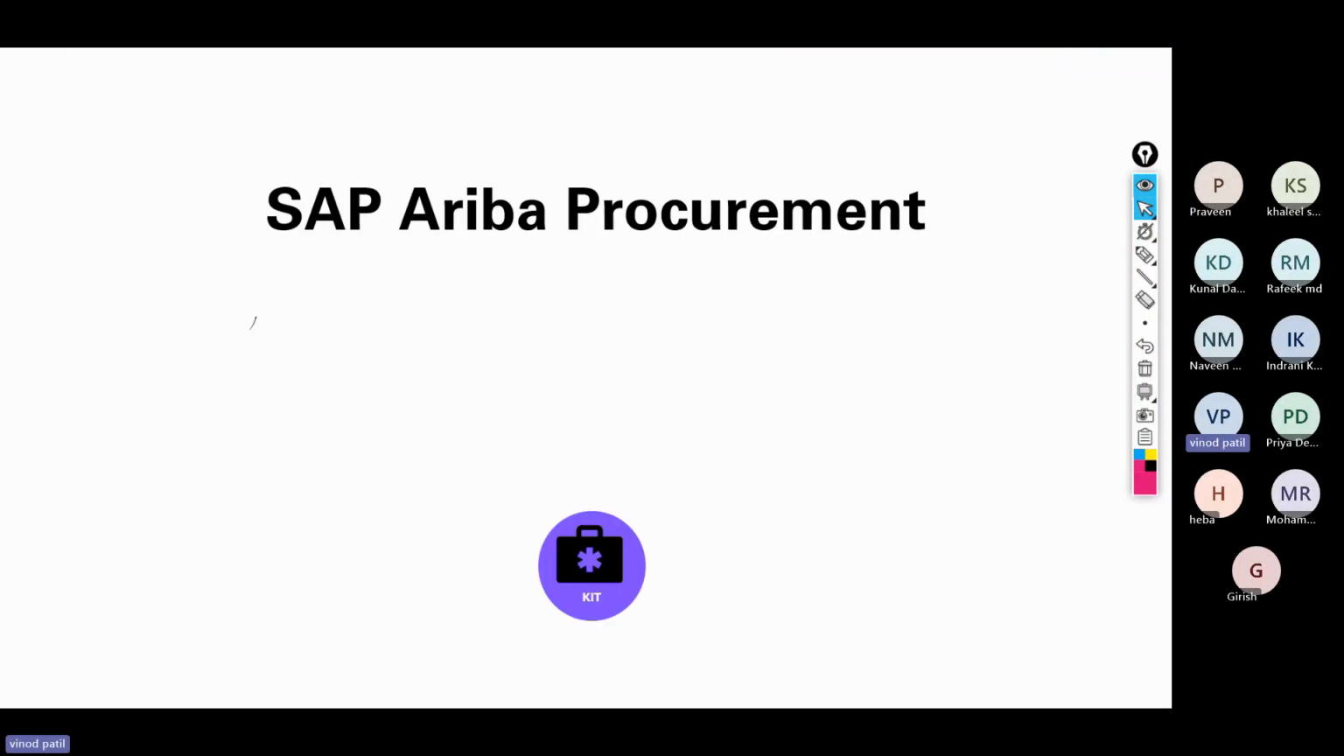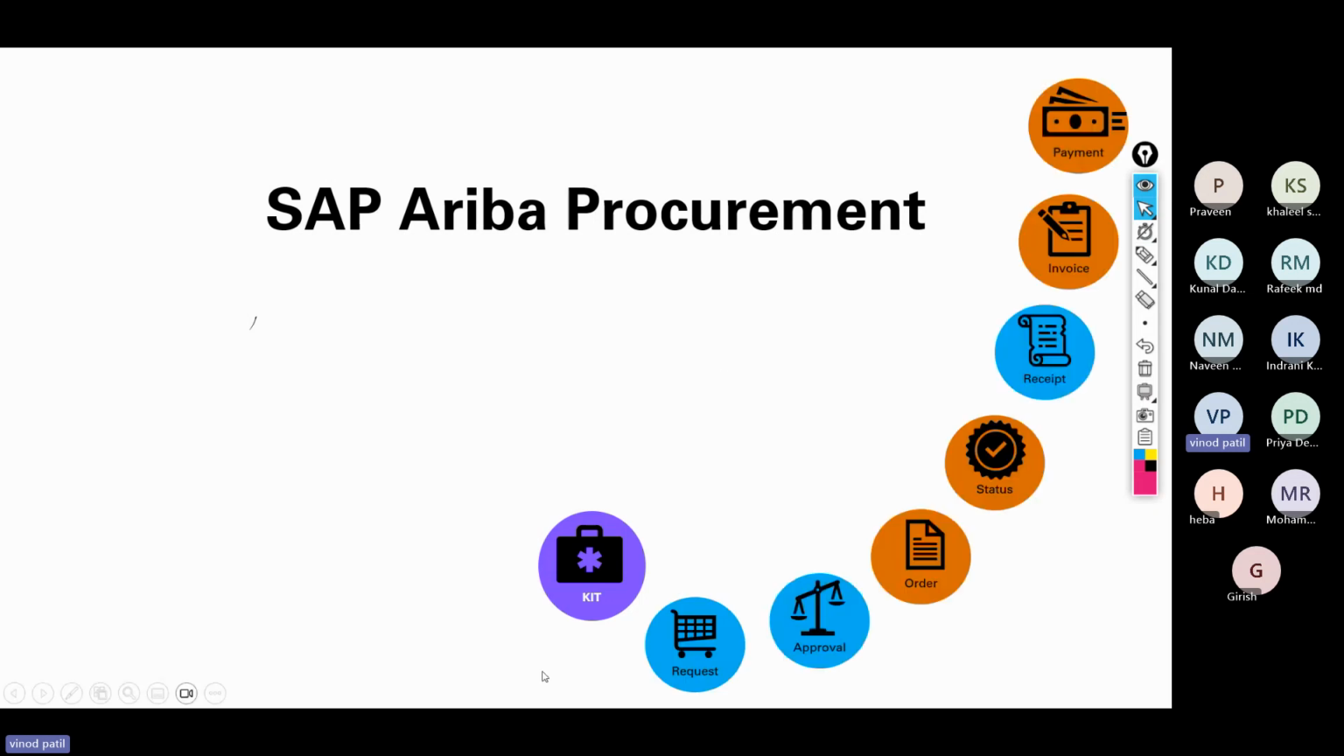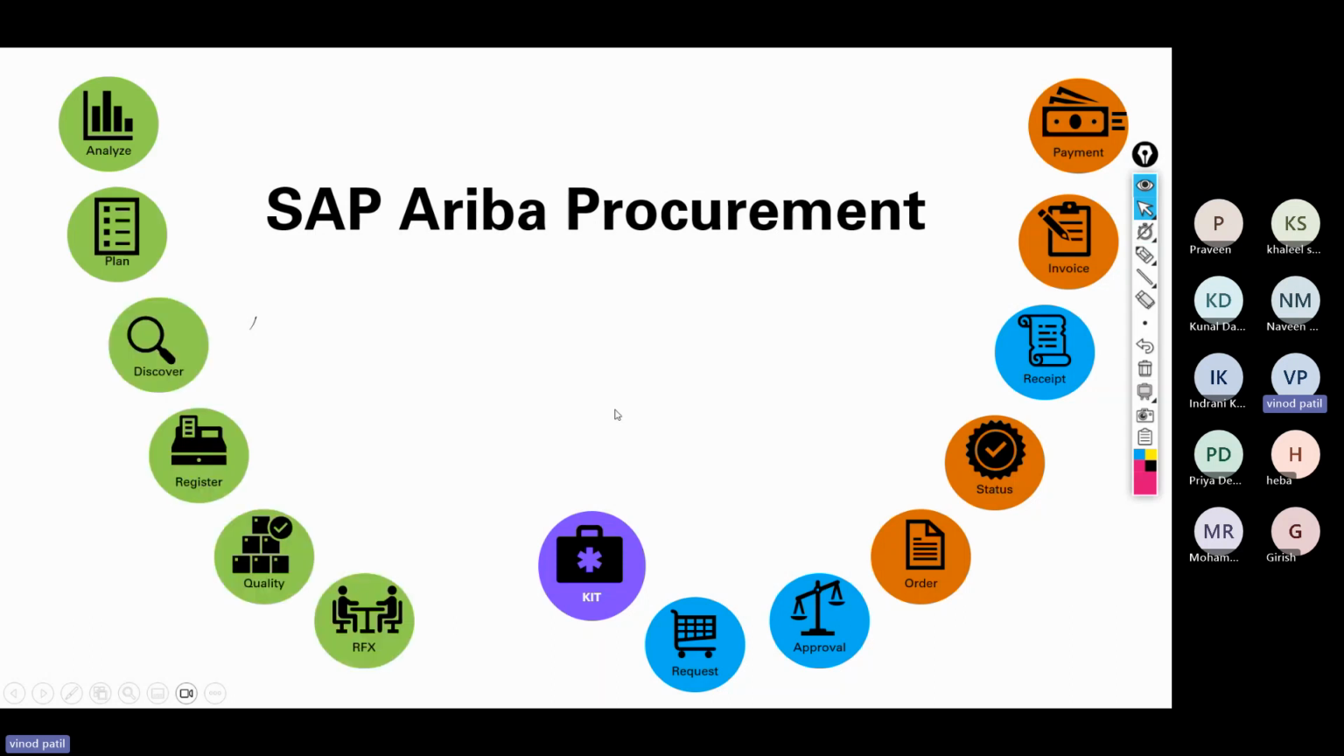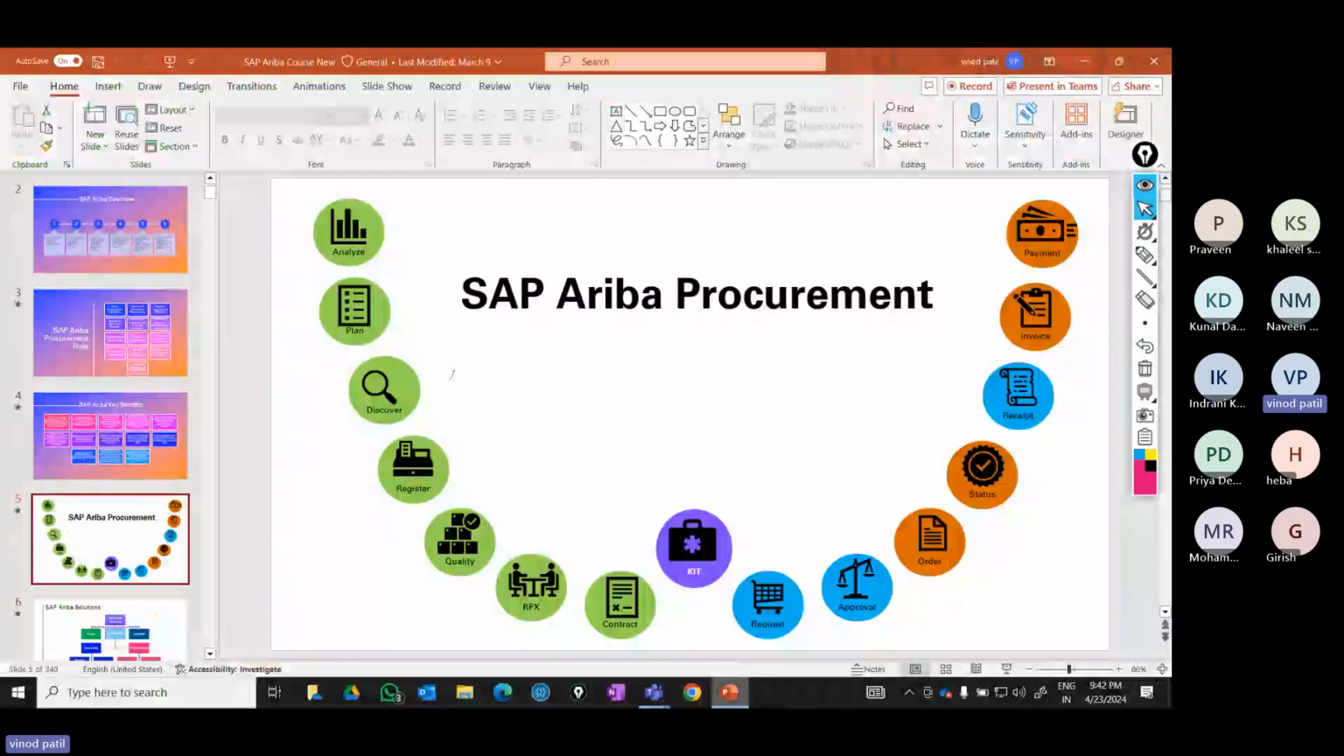Basically, Ariba is divided into two parts. In case of any new material you want to procure, you start the P2P process. I have explained the P2P process, right? And if the material the buyer wants to buy is an existing material, they start the sourcing process. This sourcing process contains supplier onboarding, sourcing, contract, and spend analysis. So these are two different parts of the Ariba procurement area.